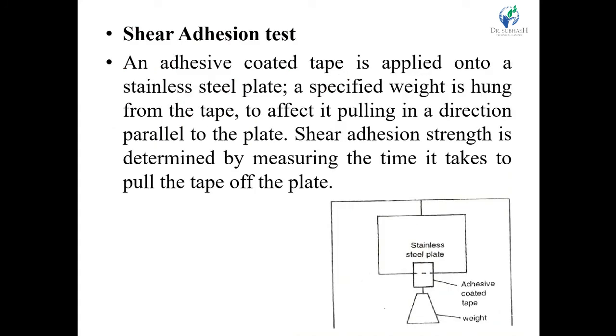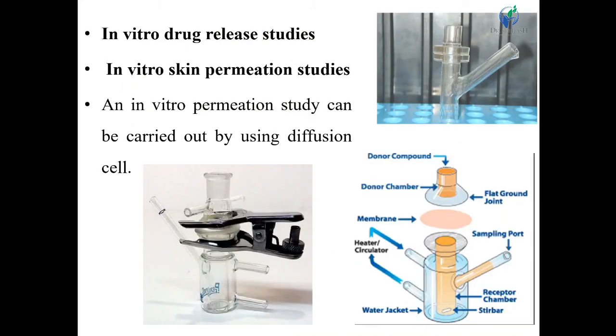Shear adhesion: the adhesive-coated tape is applied onto a stainless steel plate. A specified weight is hung from the tape on the other side to pull it in a direction parallel to the plate. The shear adhesion strength is determined by measuring the time it takes to pull the tape off the plate. So that is the shear adhesion part.